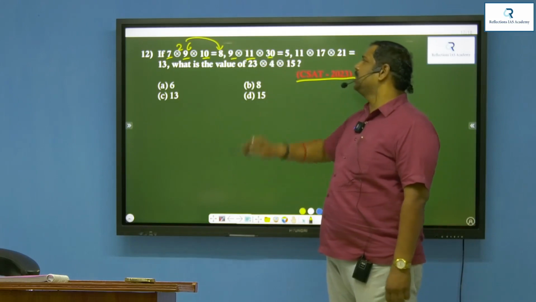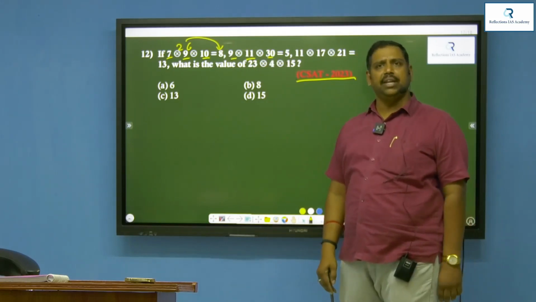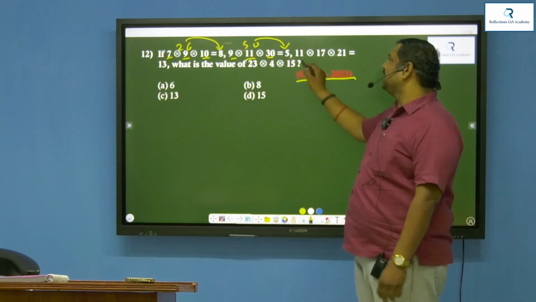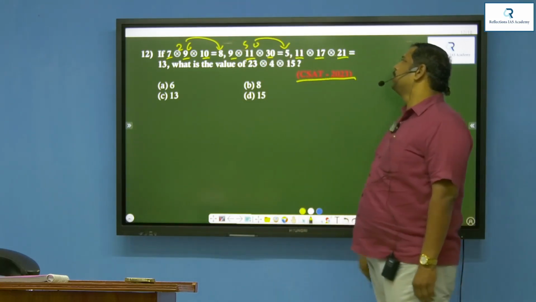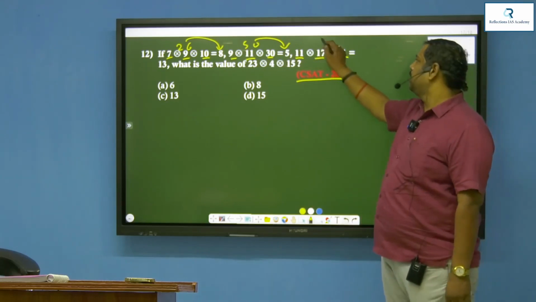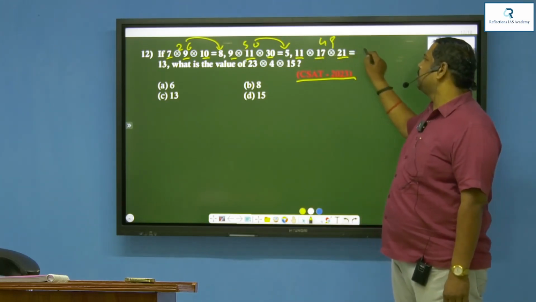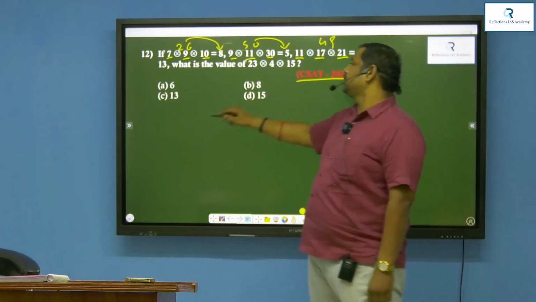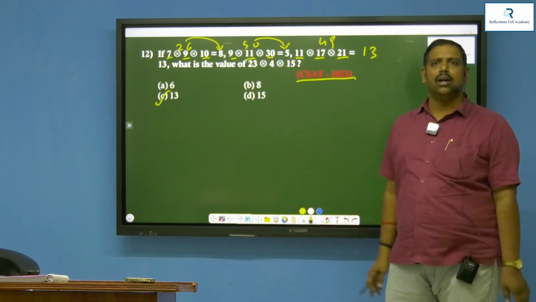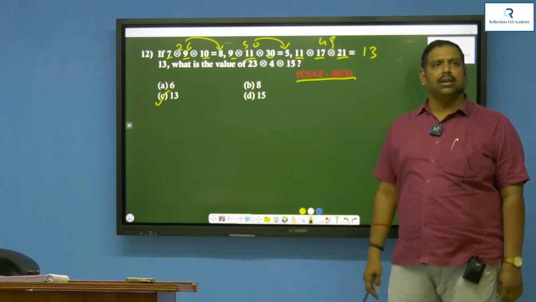Add the digits: 9 plus 11 plus 30, sum 50. Add the digits. Add the numbers 11, 17, 21. 49. The sum of digits of 49 is 13. So the answer is C. I think among all, this is another easiest question.